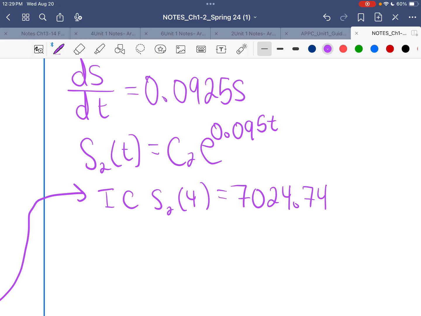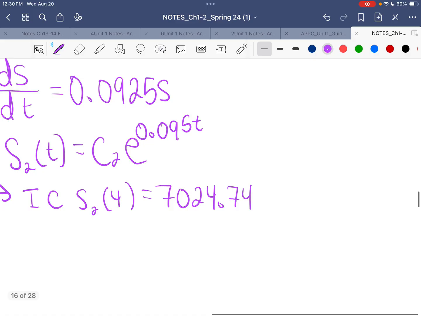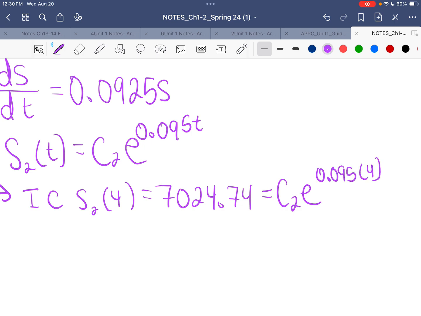So that makes C2 not be 7,000. Remember, you're going to have to set this equal to C2 e to the 0.095 times 4. And divide both sides by that e to that power. Then we get C2 equals 4,852.23.